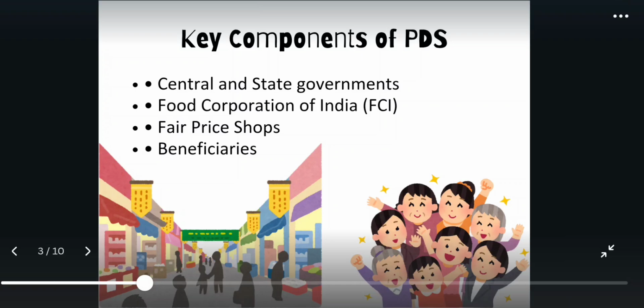And I'm sure you must have also seen or come across a fair price shop, that is a ration shop, in your area, where locals get food at reasonable rates through their ration cards. And ration card holders are families who are eligible to receive food from PDS. So it is kind of a card that helps you get the food, and you should be eligible for that. There's a certain yearly income, and below that, you are eligible to receive food from PDS, that is public distribution system.